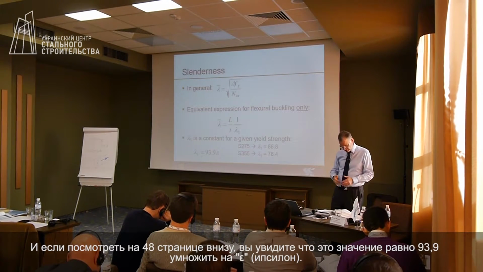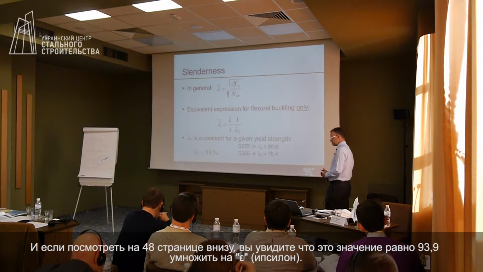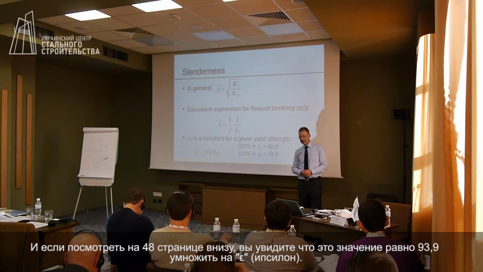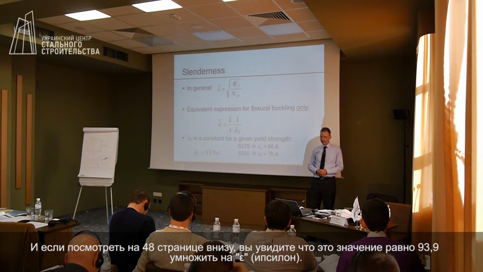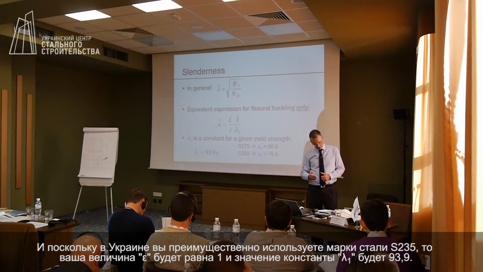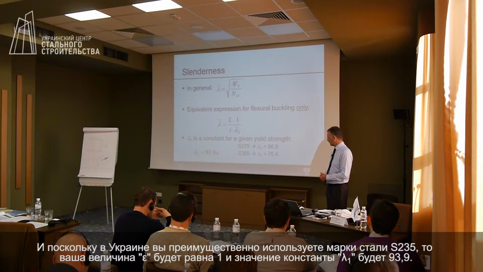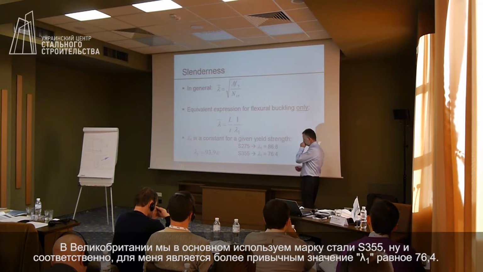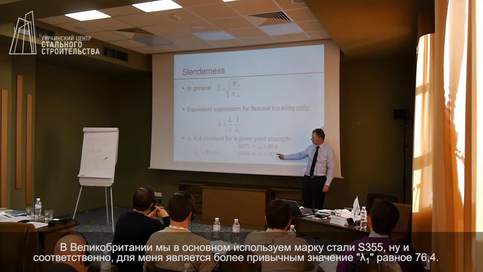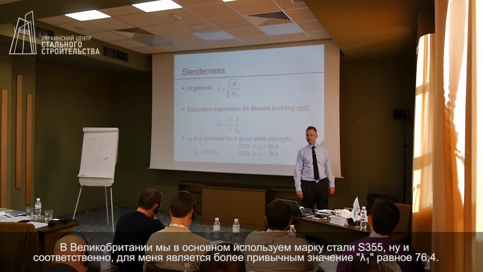And towards the bottom of page 48 of this guide, you will see that it's 93.9 multiplied by epsilon. And because in the Ukraine you tend to use S235 steel, epsilon will be 1. So your value of the constant will be 93.9. In the UK, we tend to use S355 steel, so I am familiar with lambda 1 being 76.